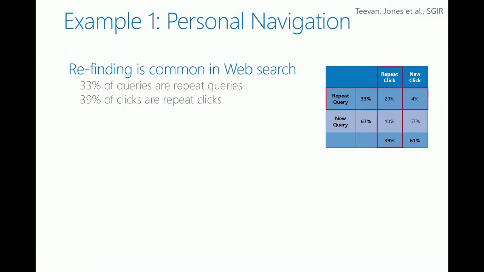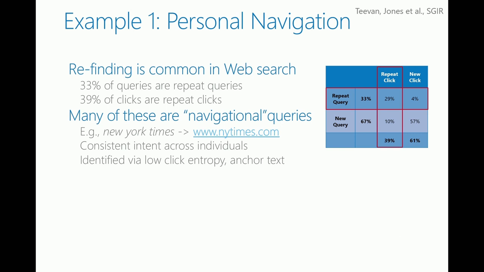Okay, so a lot of the things that people look for, you've looked for before. A lot of the things you've clicked on before. And a large proportion of these are things in the square that says repeated queries and repeated clicks. These are essentially navigational queries, where you take a query like New York Times and you always go to the same site. These are consistent intents across individuals, and you can identify these kinds of navigational intents. So people go a lot, not just to understand or find new information, but to get to places, this notion of navigation, which was completely unexpected when people built the first search engines. They expected people to do library searches, and they're using search a lot to get someplace rather than to find information.